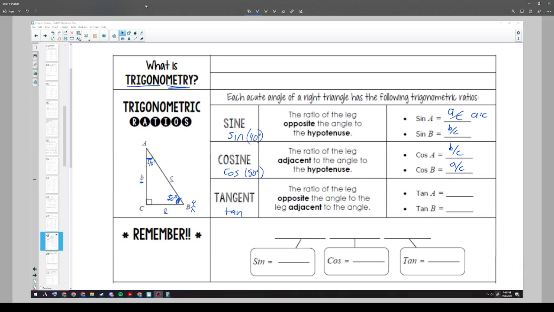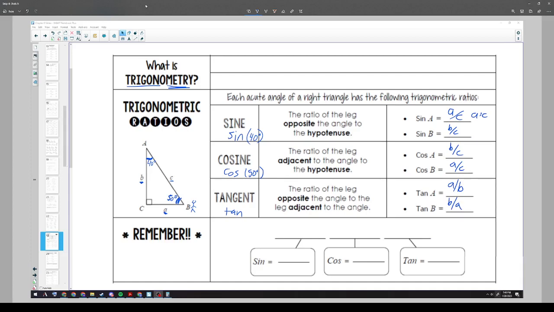Tangent is different. It relates the two legs and leaves the hypotenuse out of it. So from A, our tangent looks at the opposite side, A, and divides it by the adjacent side, B. So it's the ratio of A to B. And for B, since it sees A as adjacent and B as opposite, it's going to be B to A. So the tangents of 40 and 50 are reciprocals of each other.